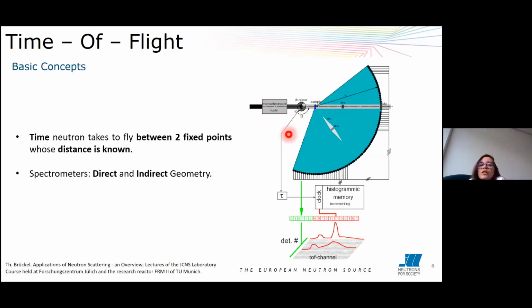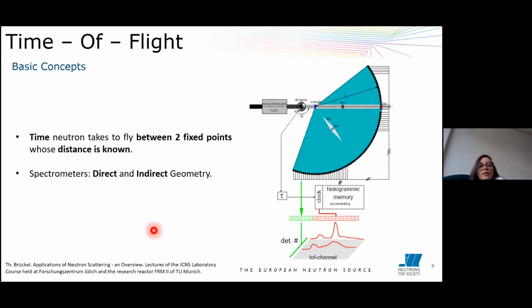So the scattered neutrons are then collected in an array of detectors surrounding the sample. And for each detector, the neutrons are counted into a histogram as a function of their arrival time. So these intensity time histograms are the raw data that we obtain. And after treatment, you can convert the time-of-flight axis into an energy scale, for example.